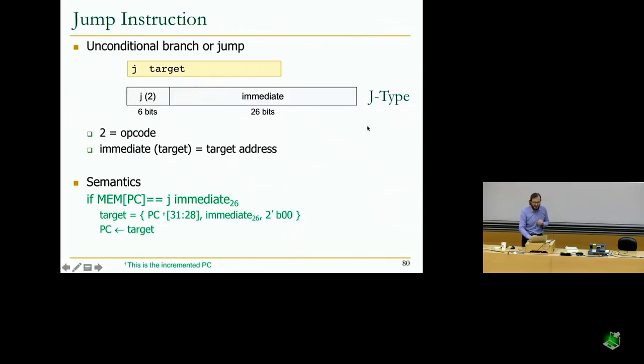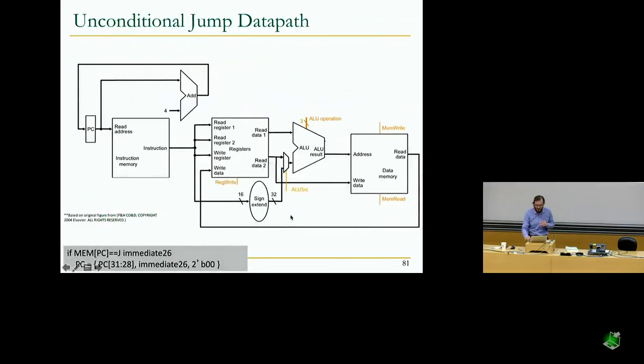Basically, the jump instruction is actually simple. It's unconditional. It has an immediate that becomes a target address. But you need to do some operation over here. Basically, you need to calculate the target address. You need to take the top 4 bits of the incremented PC, concatenate it with the immediate, and the bottom 2 bits should be zeros because things are word aligned. Essentially, this is what it is, right?